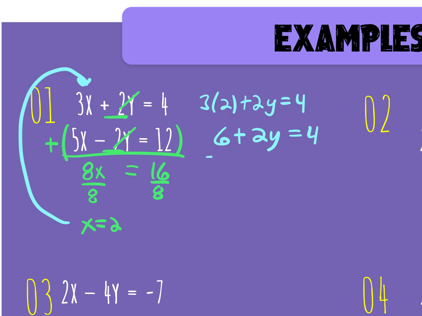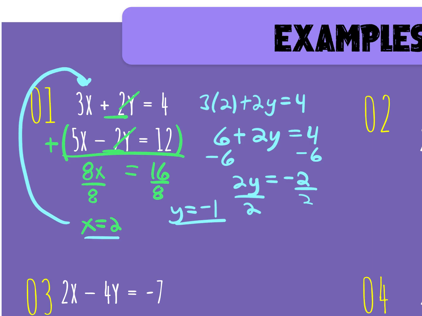And let's solve for y. So subtract 6 on both sides. We get 2y equals what? Negative 2, and then divide both sides by 2. What do we get for y? Y equals negative 1, right? So I have a negative 1 for y and a 2 for x.